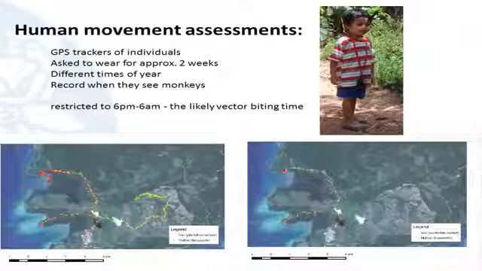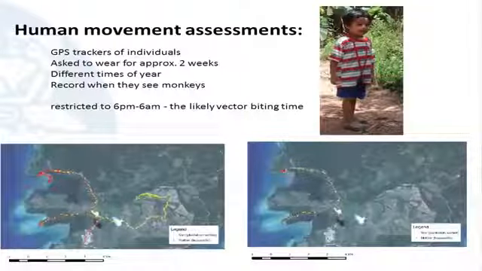And what we have is a select group of people, and we ask them to carry those around at certain times of the year, because we want to get an effect of seasonality of movement. We also ask them to record when they see monkeys. And this has only really been a problem when they've got a pet monkey, because they just sit there clicking the button outside, which is not helpful at all.